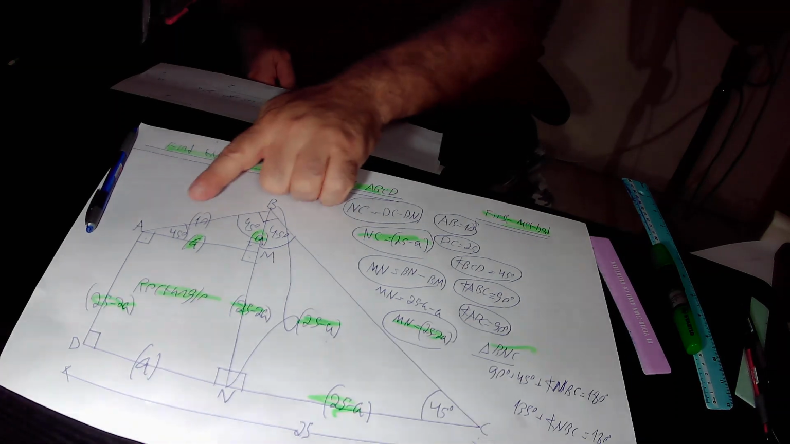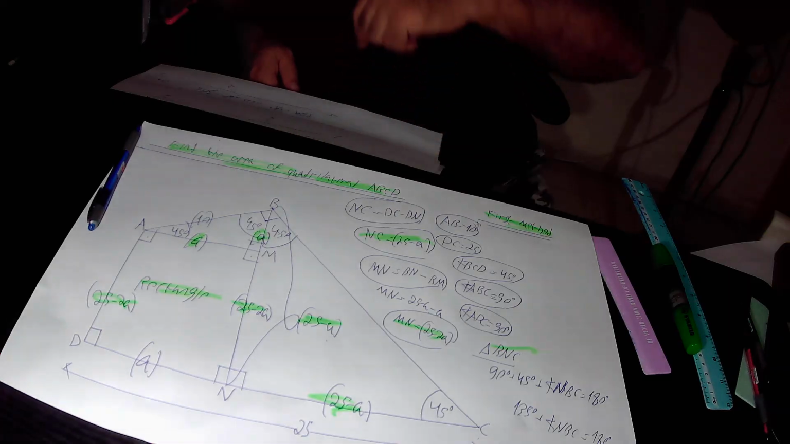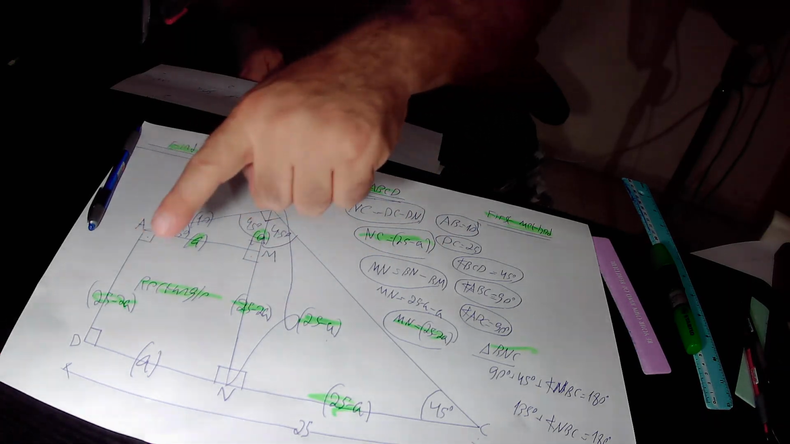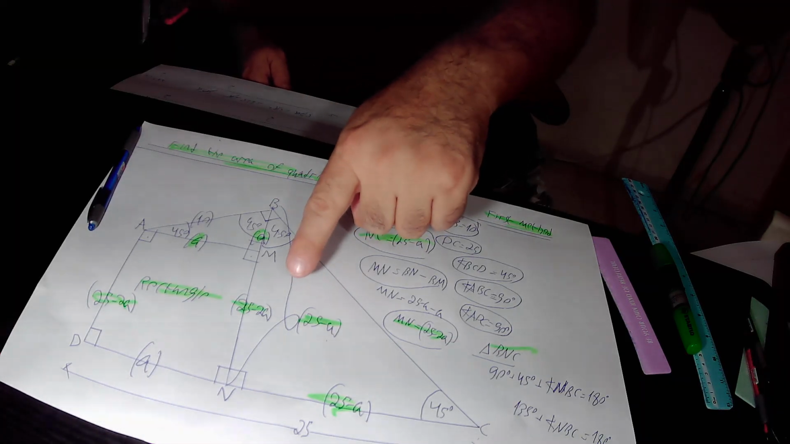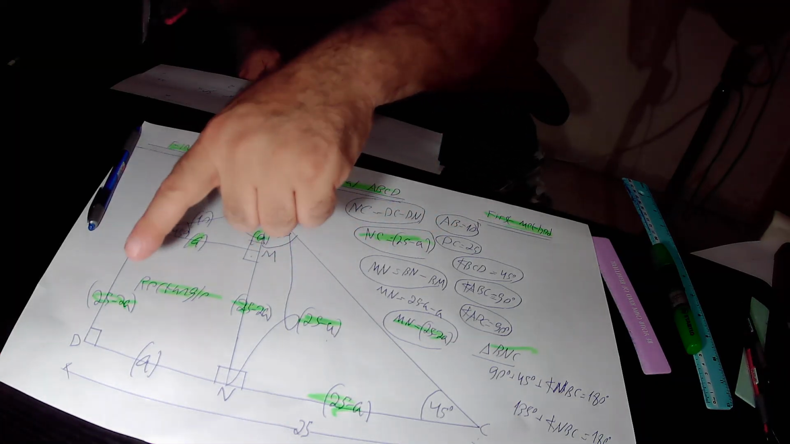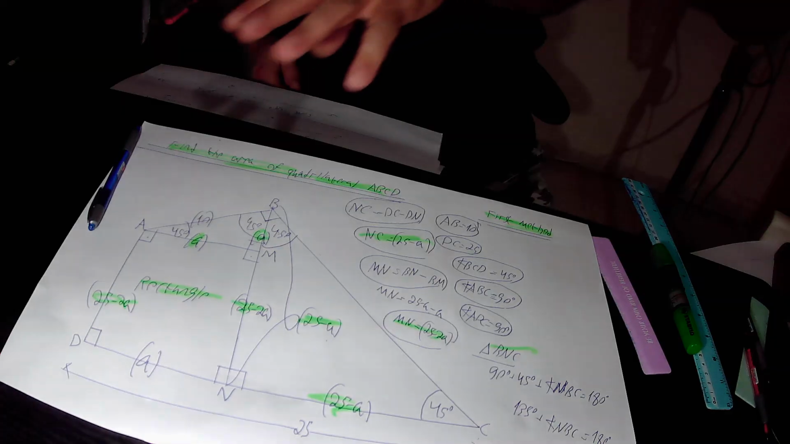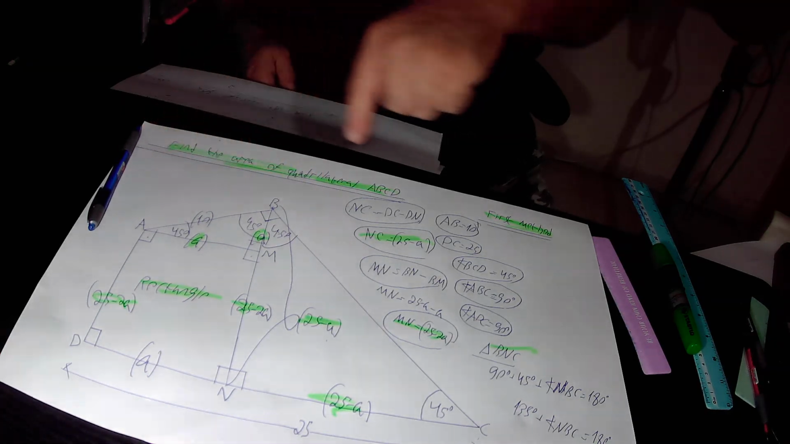In the rectangle AMND, the opposite sides are equal to each other. So side MN equals the opposite side AD. But MN is 25 minus 2A, therefore the opposite side AD must also be equal to 25 minus 2A units in its length. Our task is to find out the area of this quadrilateral ABCD.